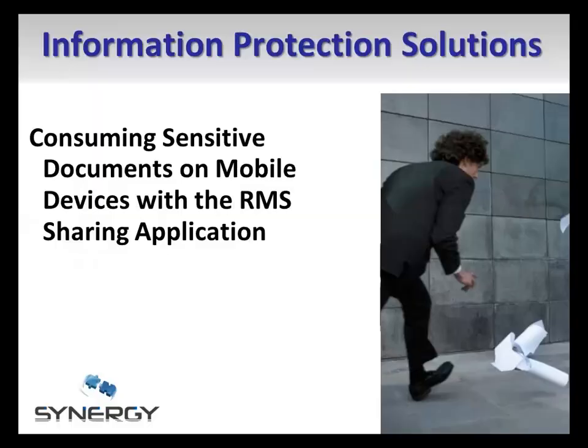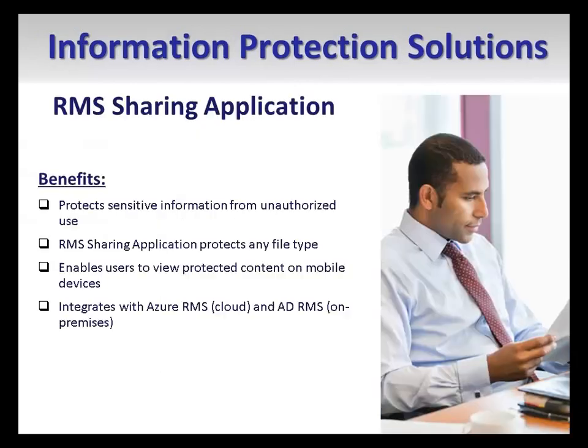Today I'd like to show you how the Microsoft RMS Sharing Application enables users to view protected documents on their mobile devices. In the past, consumption of RMS protected documents was limited to Windows computers. Now, the RMS Sharing Application allows users to view protected files on iOS and Android devices. This feature is available with both cloud-based Azure RMS and the on-premises AD RMS offering through the mobile device extension.